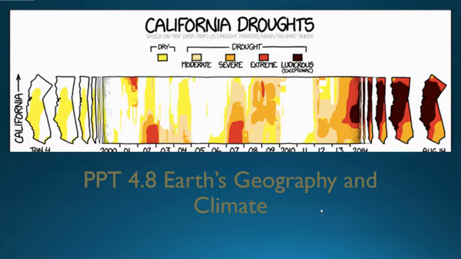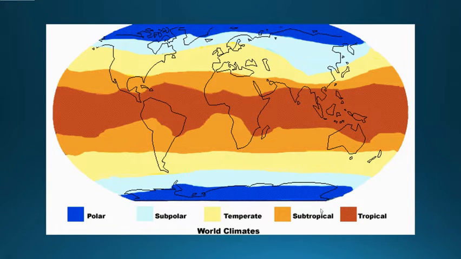This is Unit 4.8, Earth's Geography and Climate. You'll notice if you look at a broad description of Earth's climates that we describe them as tropical, subtropical, temperate. This has to do with temperatures, of course, where tropical climates tend to be near the equator, subtropicals north and south of that, and so on.